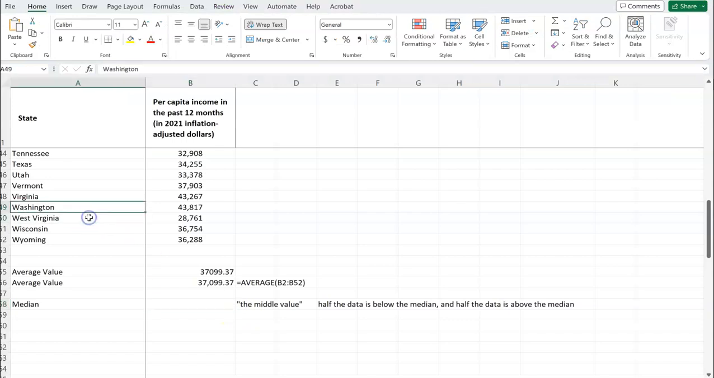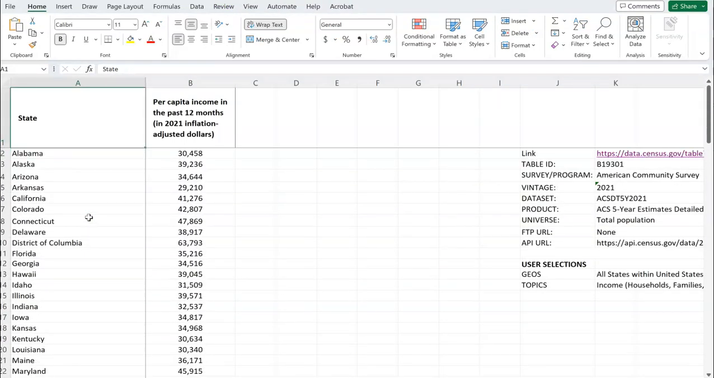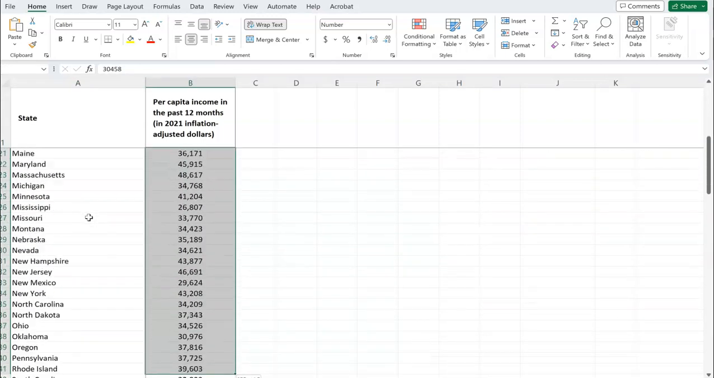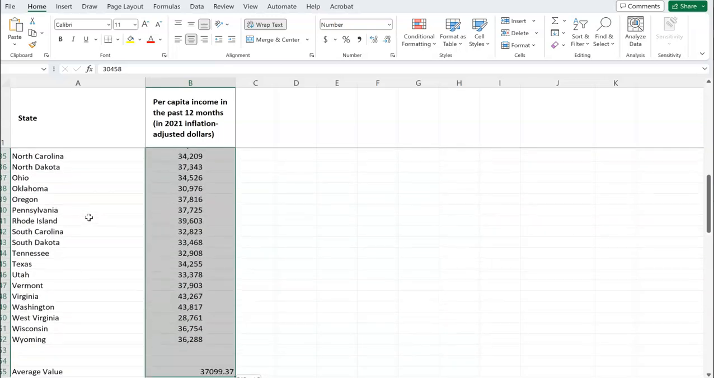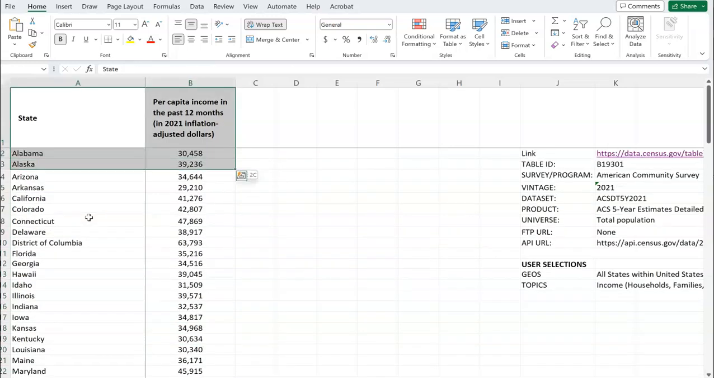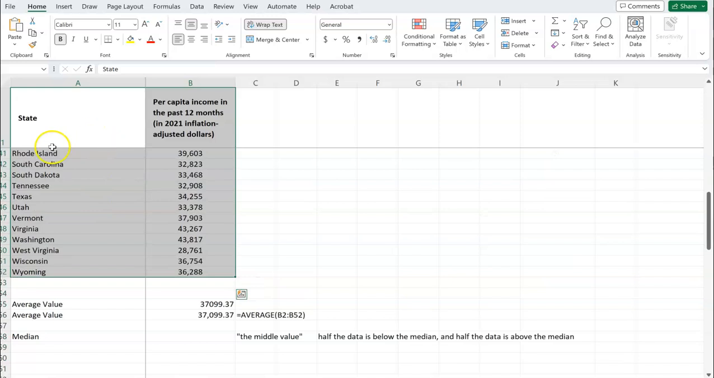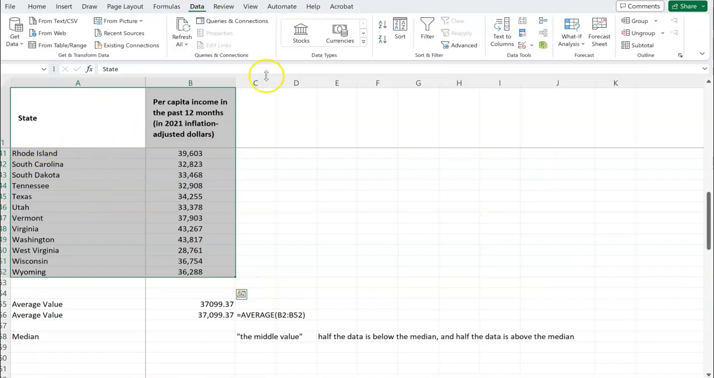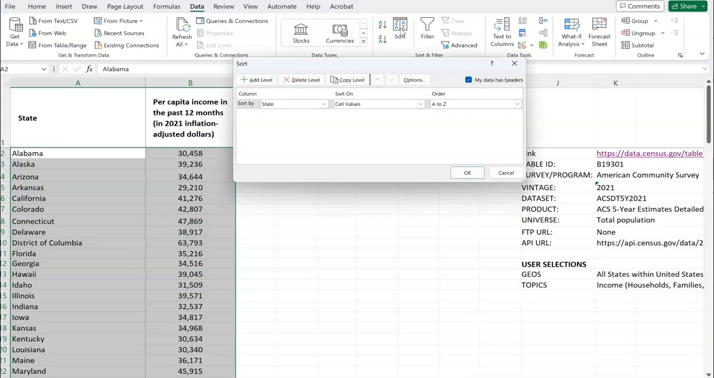Now the one thing is, before we find the median, since it's a middle value, we have to arrange these numbers in ascending or descending order, whichever one you find easier. So let's do that. Let us highlight all these numbers, go to Data, and then click on Sort. I have checked that my data has headers, that's why it's not including this. Now I want to sort it by per capita income from smallest to largest.